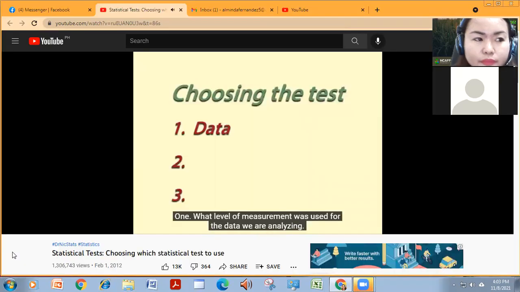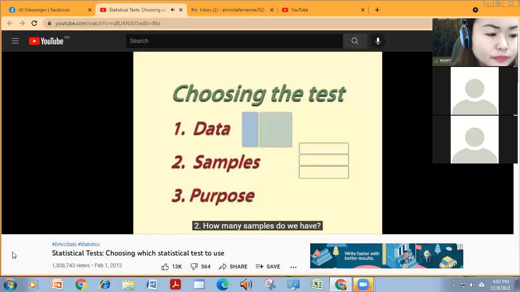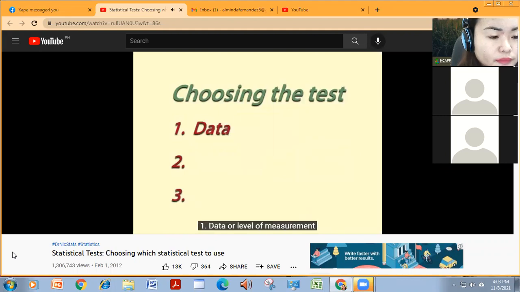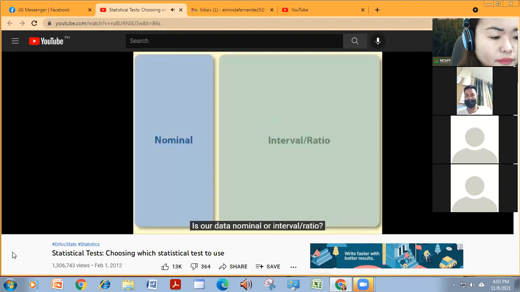1. What level of measurement was used for the data we are analysing? 2. How many samples do we have? 3. What is the purpose of our analysis? I will now explain each of these questions. 1. Data or level of measurement. Is our data nominal or interval ratio?